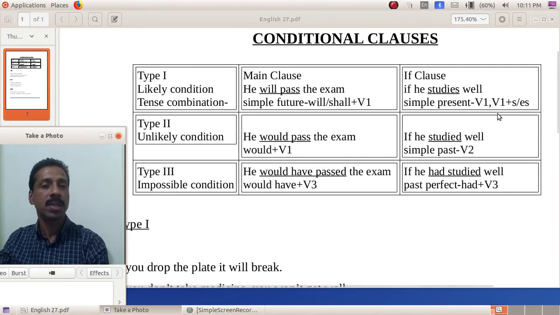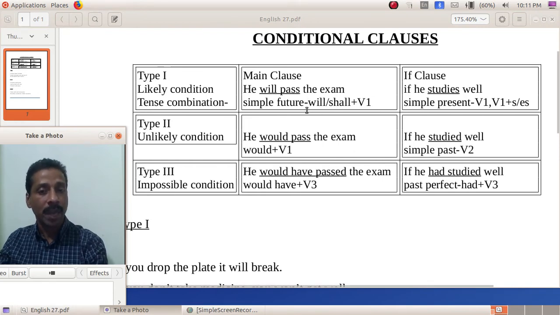Okay, only in third person singulars we use S or es form. So in type 1 conditional clause, the if clause will be in simple present, that means the verb will be V1 form or V1 plus S or es form, and the main clause will be simple future. But at the same time, it is also possible to use can or may also.